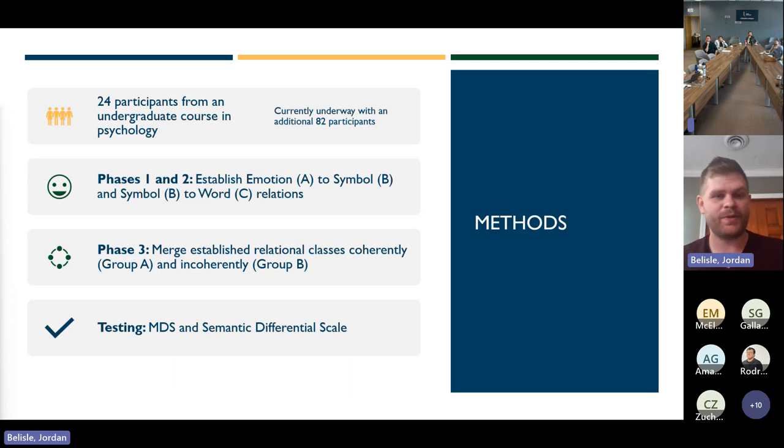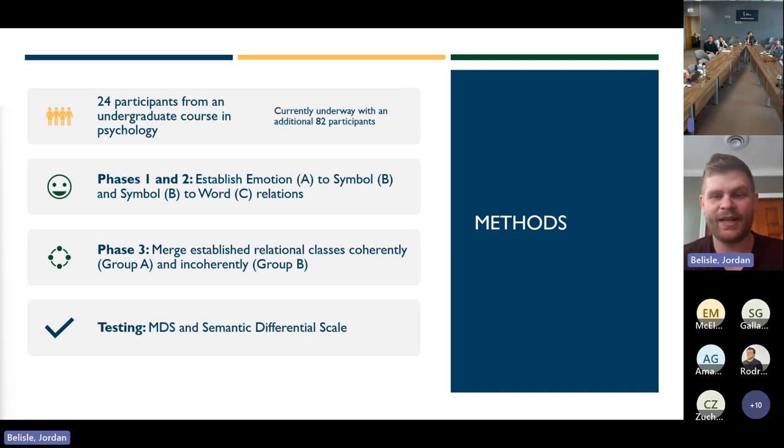In phases one and two, we established six three-member classes to develop a complex 18-member network. The stimuli included faces depicting either happy or angry emotions, an arbitrary symbol, and an arbitrary word. In phase three, we attempted to merge some of the classes. In the coherence group, the merger was coherent, meaning the emotional valence of the merged stimuli were similar. In the incoherent group, the merger was not coherent, meaning the emotional valence of the merged stimuli were dissimilar.